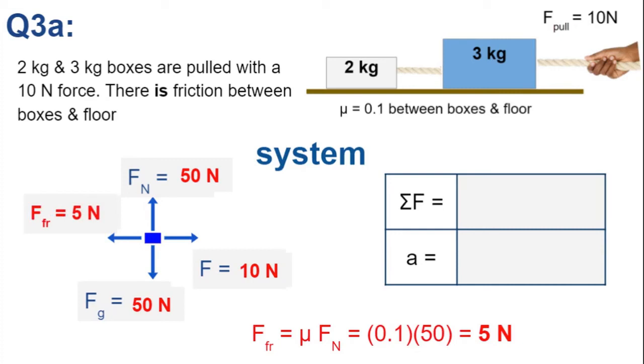That means that as we find the net force on the system, we consider the 10 Newton force to the right and the 5 Newton force to the left, and we find that the net force on our system as a whole is 5 newtons to the right. Since the net force is mass times acceleration, and our mass is 5 kilograms, our acceleration will be 1 meter per second squared to the right.